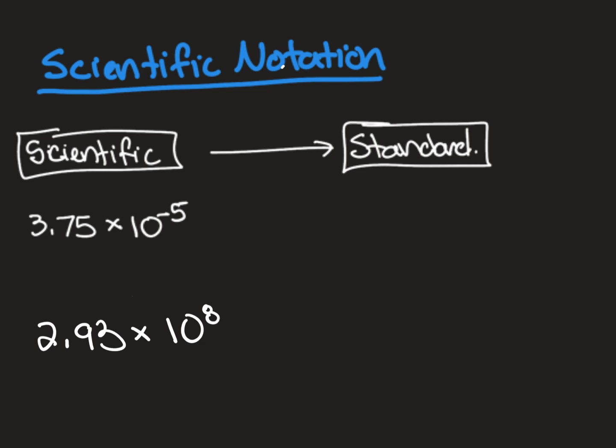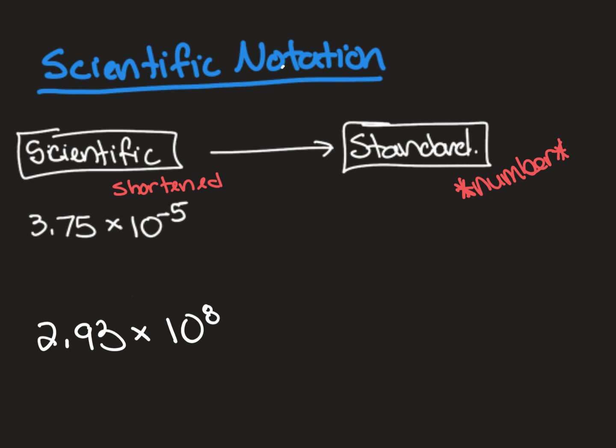In this video, we're going to convert scientific notation to standard form. Standard form is nothing more than just a regular number, okay? So we're going to take our scientific notation, which is basically a shortened version of a number, and we're going to convert it to the actual number.